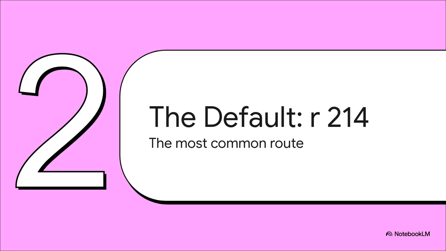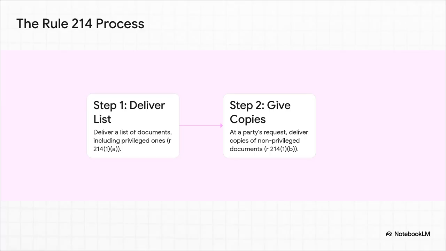We're starting with Rule 214. This is the super highway we talked about, the default path. You could call it the bread and butter of disclosure in Queensland. For your exams, you have got to know Rule 214 inside and out, no excuses. And you know what? The process itself is actually pretty straightforward.